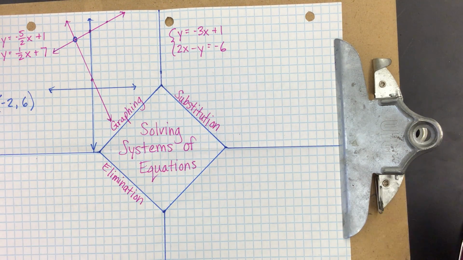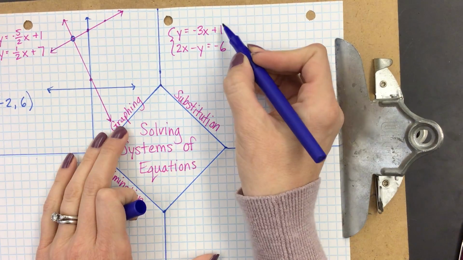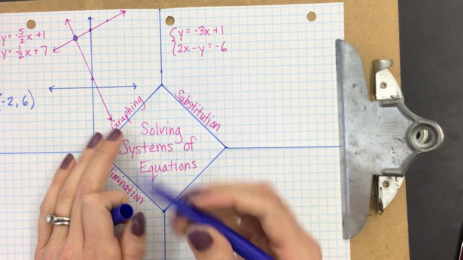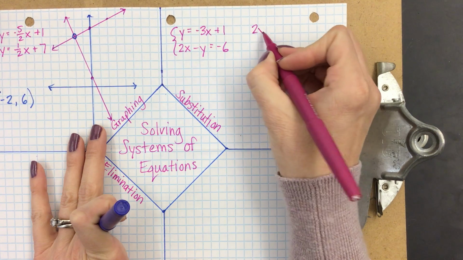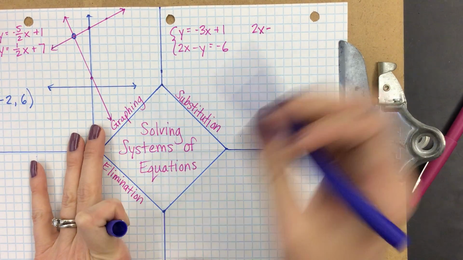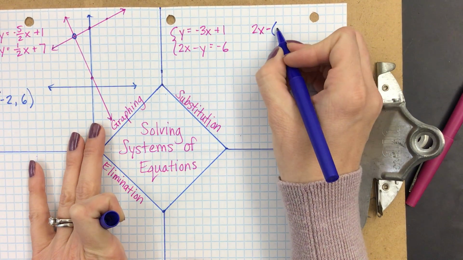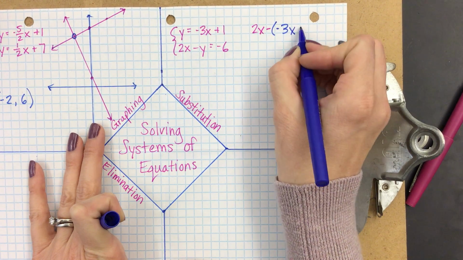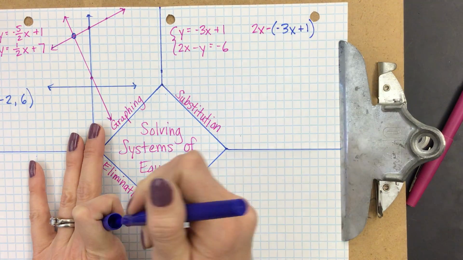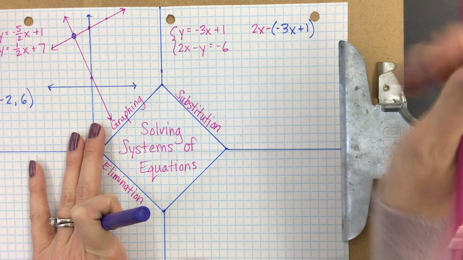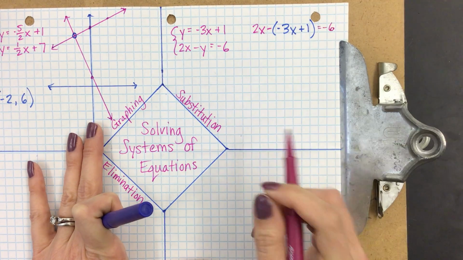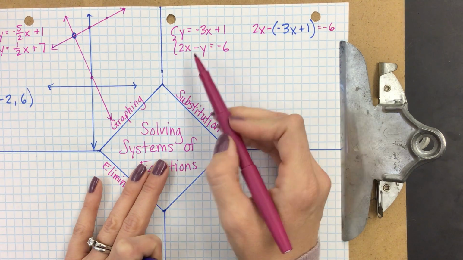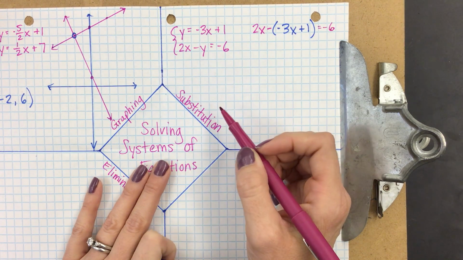So I'm going to take this whole thing that y is equal to and plug it in for y. So this is going to be 2x minus the whole thing, -3x plus 1 equals -6. So I just replaced y with what y is equal to above.